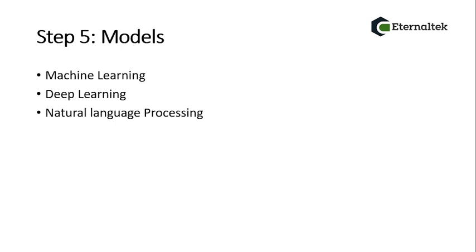When it comes to natural language processing, we have tokenization and summarization. There are a lot of algorithms, methods and technologies in each and every area. The most important thing is you need to learn machine learning, deep learning and natural language processing. These are used to build a model. This is the most important step.